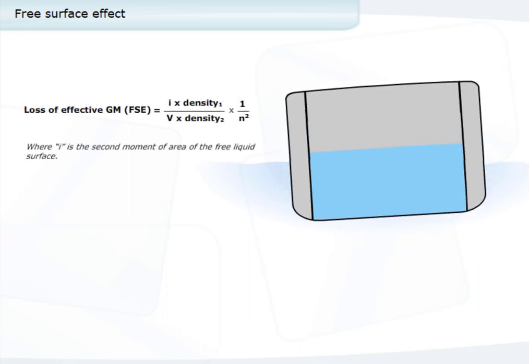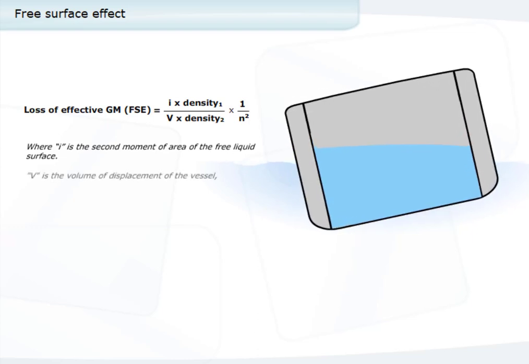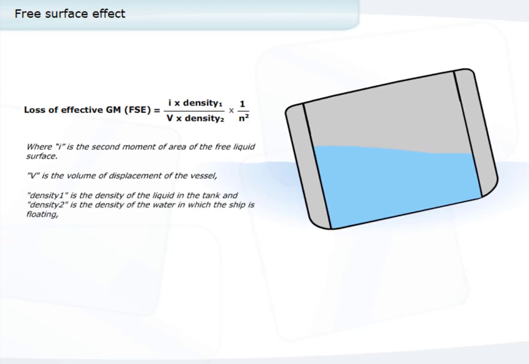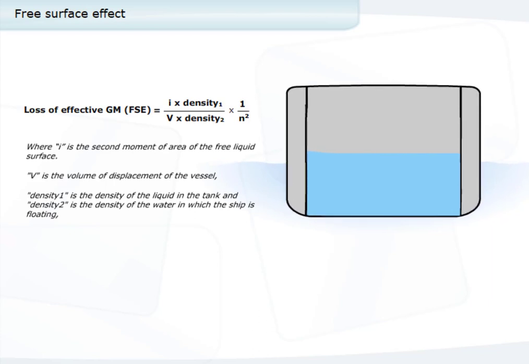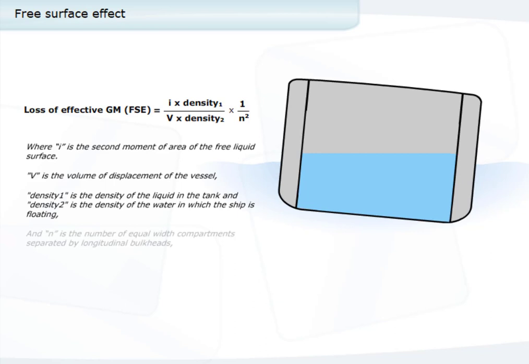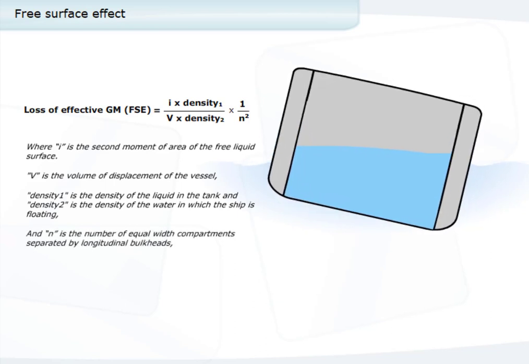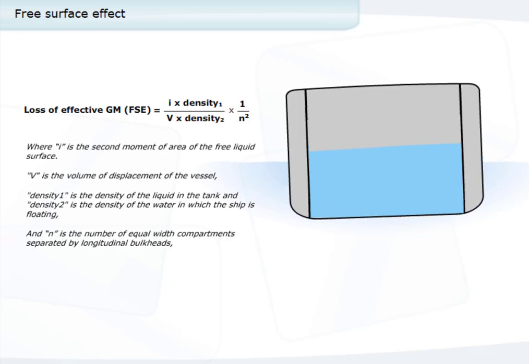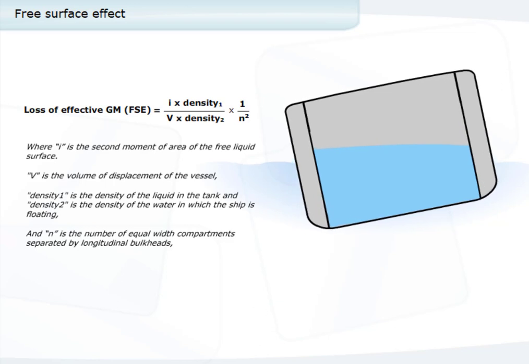Where I is the second moment of area of the free liquid surface. V is the volume of displacement of the vessel. Density 1 is the density of the liquid in the tank, and density 2 is the density of the water in which the ship is floating. And N is the number of equal width compartments separated by longitudinal bulkheads. This factor is vitally important with reference to the stability of a ship and can result in a vessel's capsizing. It is always necessary to keep the amount of free liquid at a minimum.